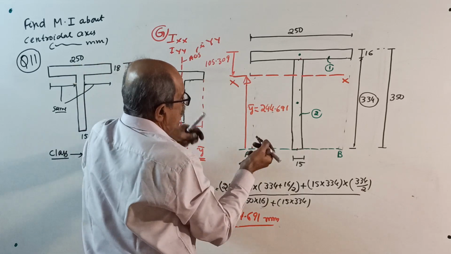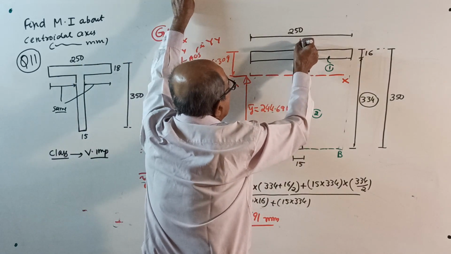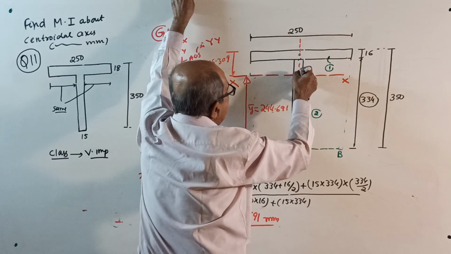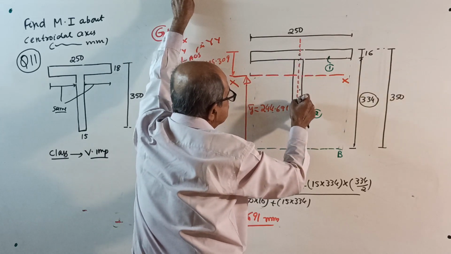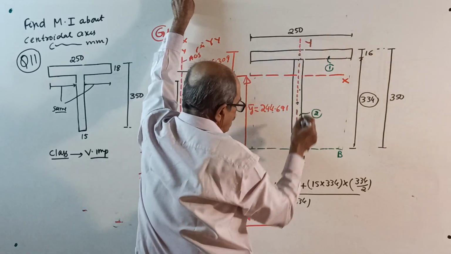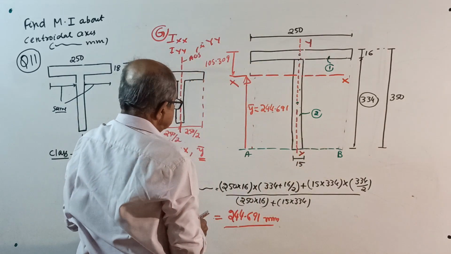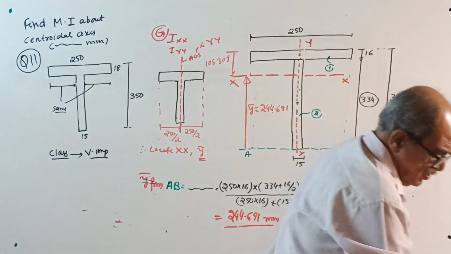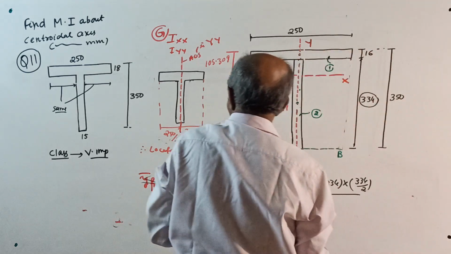Now mark the y-axis directly here. Your y-axis passes through the centroid of both the parts. Okay, over. Now everything is ready. Go for the moment of inertia calculation.